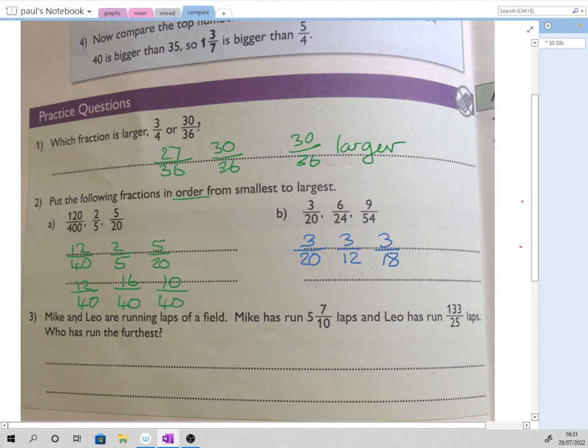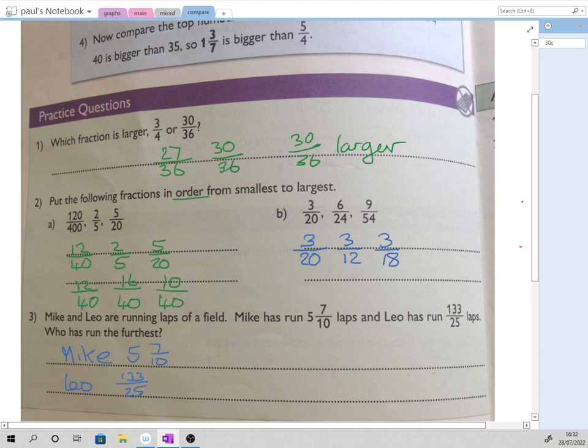Upside down. Mike and Leo are running laps of a field. Mike has run 5 7/10, and Leo has run 133 over 25 laps. Who's run the furthest? Well, we need to find out how many laps they've run, don't we? So let's do Mike. 5 7/10. And Leo has done 133 over 25.